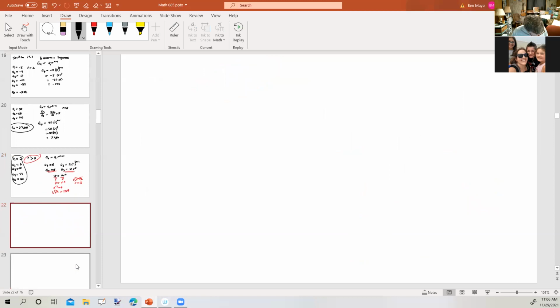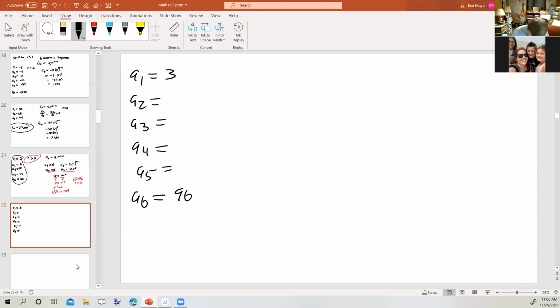This says, find the geometric means to be inserted in each geometric sequence. It says, insert 4 geometric means between 3 and 96. So a sub 1 is 3, and then we've got these 4 geometric means we're going to insert. So a sub 6 is 96. We're going to use the formula a sub n equals a sub 1 times r to the n minus 1 power.